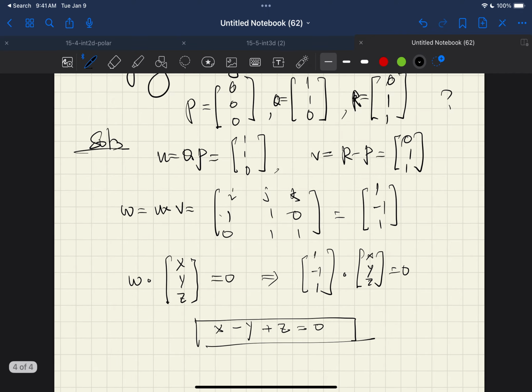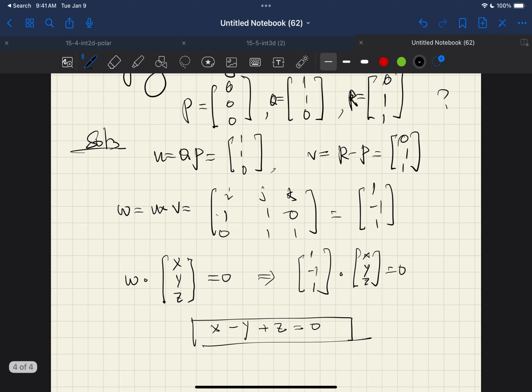It's good to test it by plugging in these three points P, Q, R. So for example, P is 0, 0, 0. When you plug in these three numbers for X, Y, Z, it should satisfy the equation. So you can try P, Q, R by plugging in component-wise, and see if the plane actually goes through them and satisfies these equations. All right, this will be helpful at the end for triple integrals for some examples. All right, we stop here.